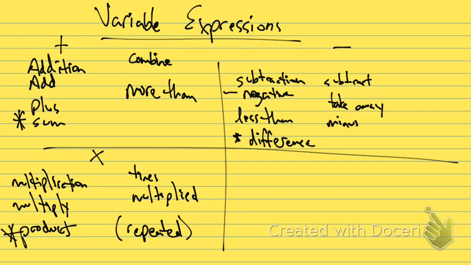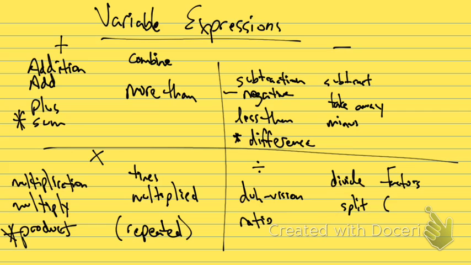Cool, good list. Division. Divide, factors, division, fraction. Fractions are division, even though it isn't quite a word. Maybe a better one would be ratio. What else? Portion, split, or, in parentheses, equal groups. However they say equal groups, that is division. And then factor, factorial.